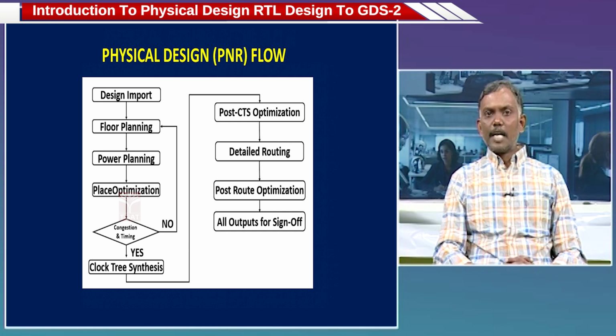Next one is the detailed routing of your signal nets and clock nets. Next one is the post-route optimization. After routing, if you have any timing violations, you can do the post-route optimization. That is one more round of optimization. If you see, there are 3 stages, right? Place optimization, post-CTS optimization and post-route optimization. And after post-route optimization, we need to dump out all the required files for the sign-off checks, which is our next stage.